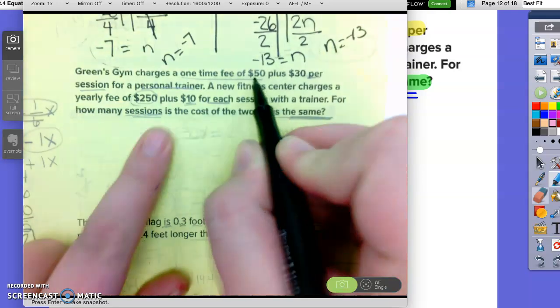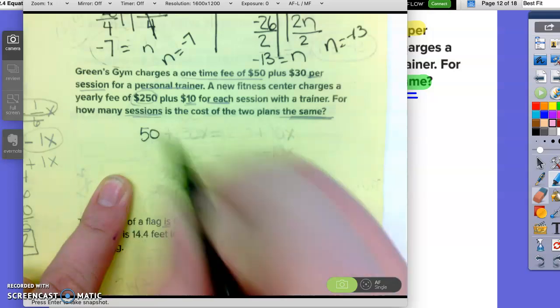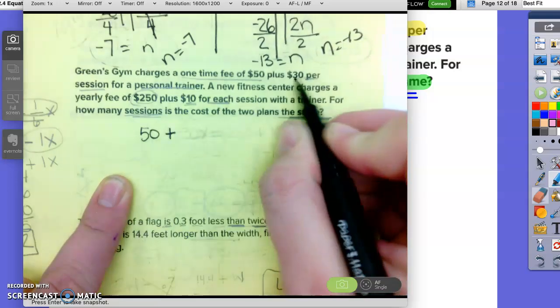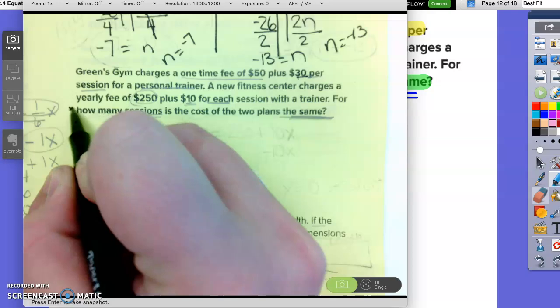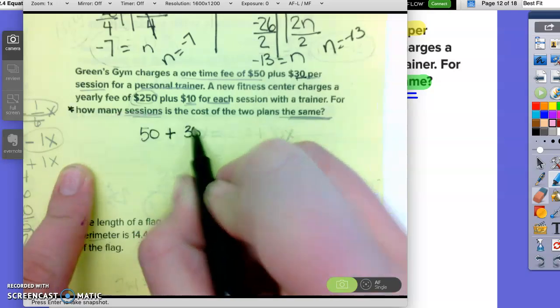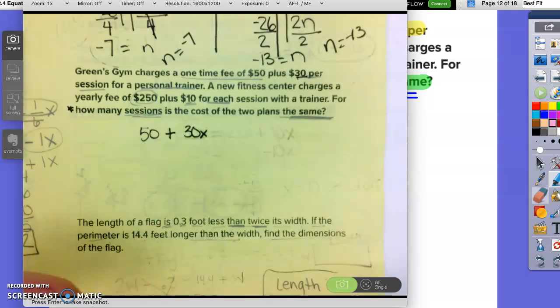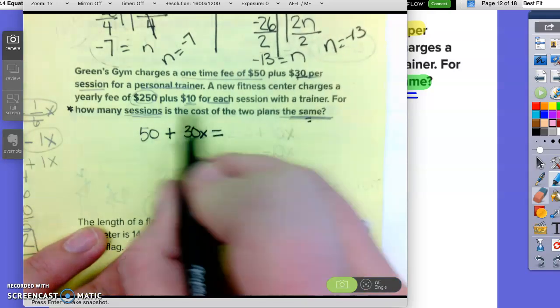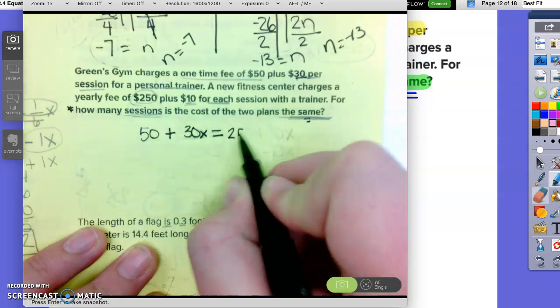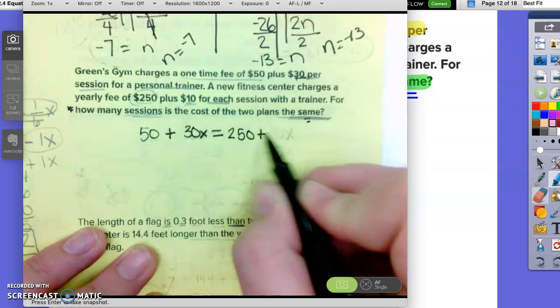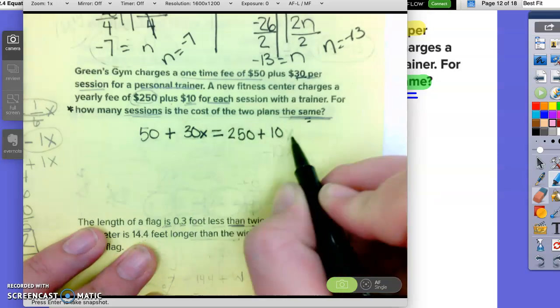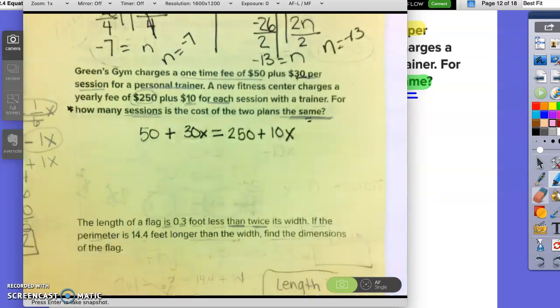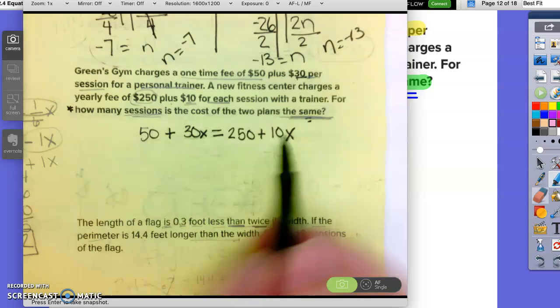So we have our key things, like this 50. So I'm going to have $50 plus however much per session. Remember we said this was going to be our x. So 30 times x. So it's going to be right next to each other. And when it's equal, so the same, $250 plus $10 each session. Again, however many sessions, that's going to be your variable. So we need to set up an equation so when they're equal.